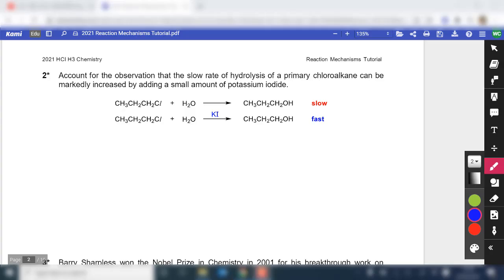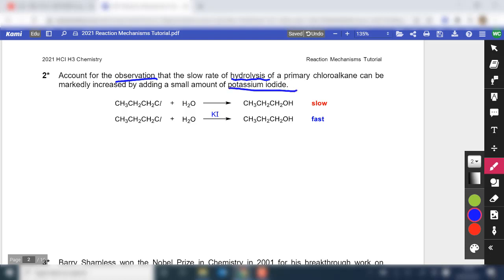Next, we look at question number 2. The question asks you to account for the observation that the slow rate of hydrolysis of a primary chloroalkane can be markedly increased by a small amount of KI. So first of all, let's go back to very basic chemistry.